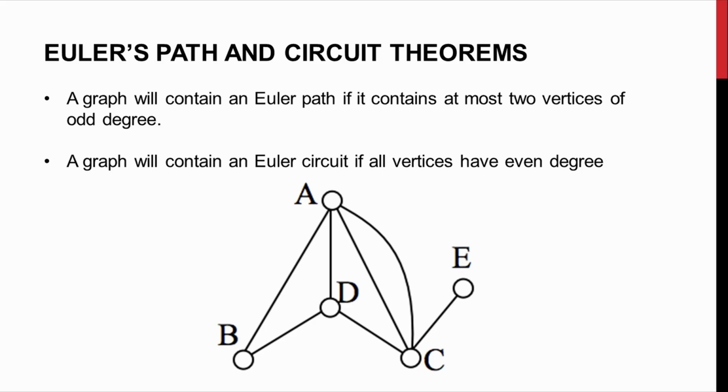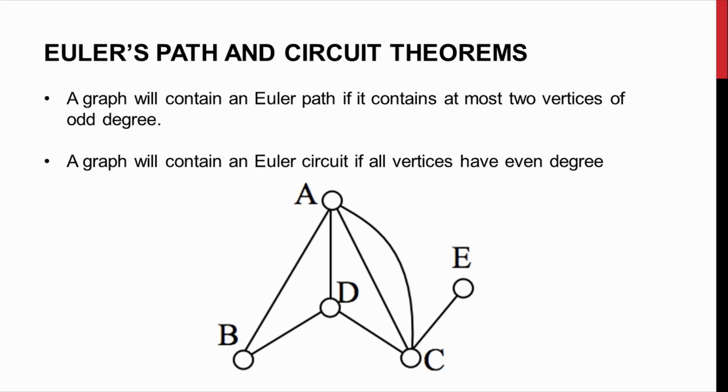So here we have an example. In this graph we have 5 vertices and 7 edges. The 5 vertices are A, B, C, D and E. Vertices A and C have degree 4, since there are 4 edges leading to each vertex. B is degree 2, D is degree 3 and E is degree 1. This graph contains 2 vertices with odd degree, those are D and E, and 3 vertices have even degree: A, B and C.